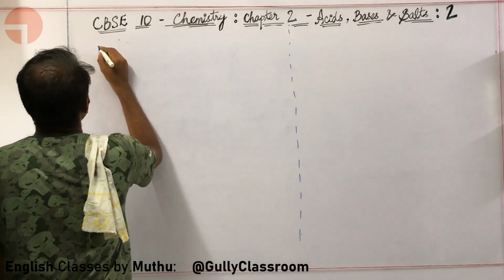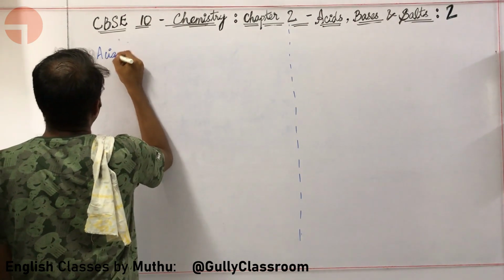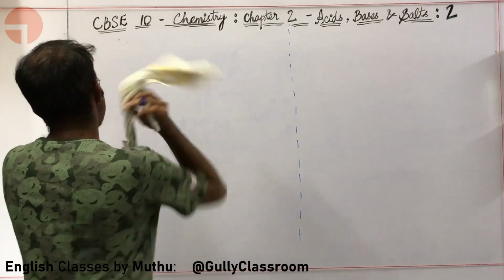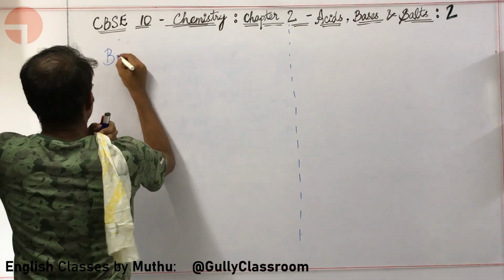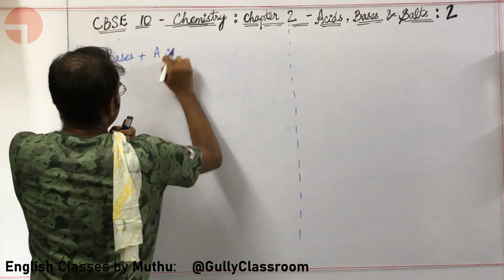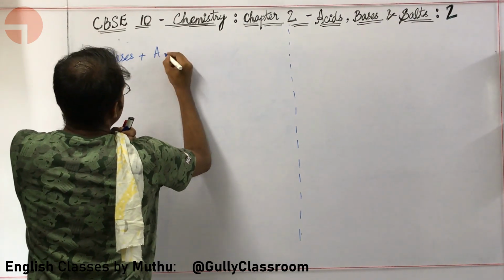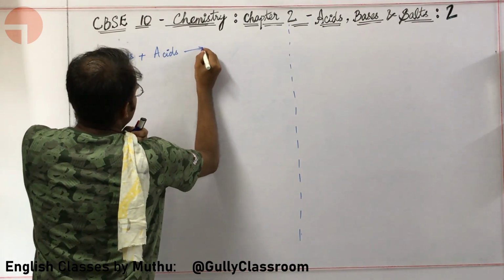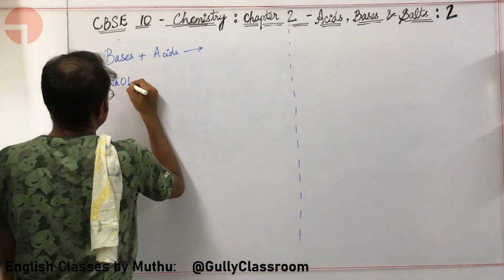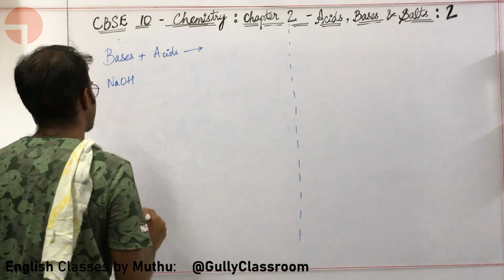First, I want to understand what will happen when acids and bases combine with each other. Let us write bases plus acids is equal to. Let us take a couple of examples. A very famous base is NaOH or sodium hydroxide.